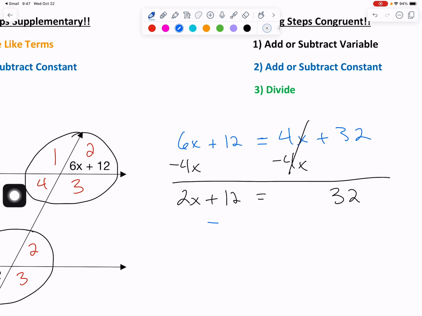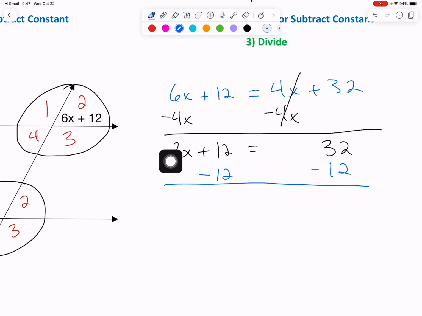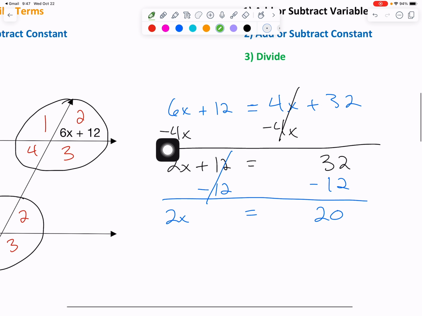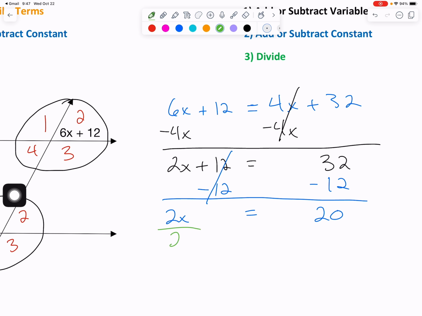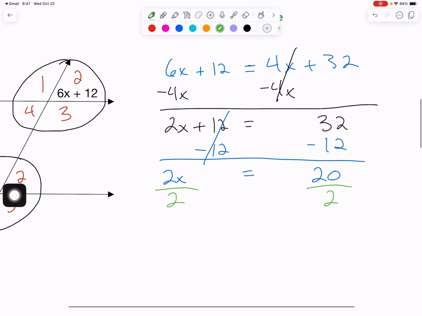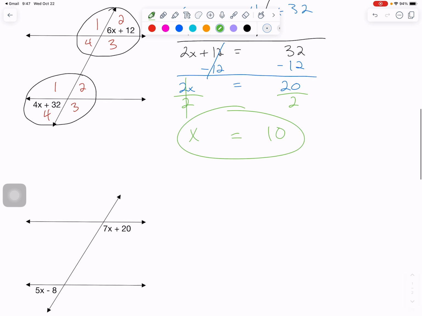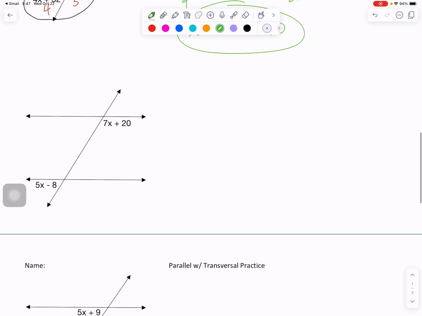We subtract 12, not just from 1, but 2, both sides when we're working with our operations. Top to bottom, left to right, 2x. Drop it down, 12 minus 12, I have nothing left. 32 minus 12 is 20. Our last step is to divide by the coefficient of the variable, the number in front of the letter, giving us, 2 divided by 2 will give us our giant 1. We'll just write the x, 20 divided by 2 equals 10. We will move forward to our next example.